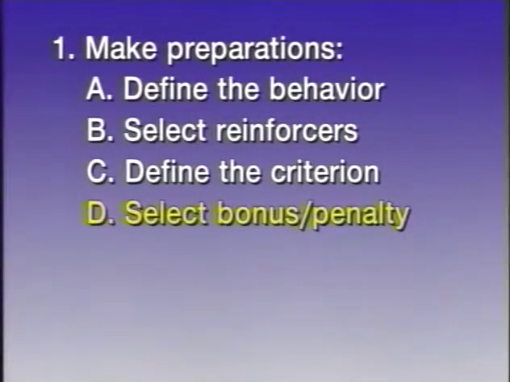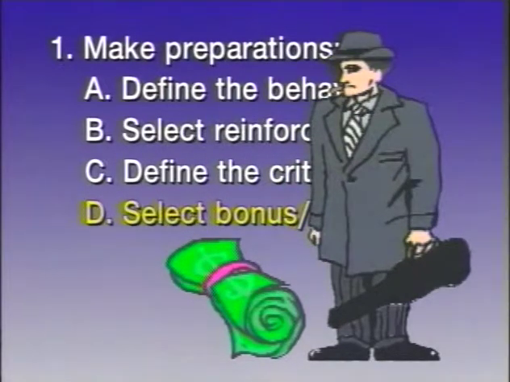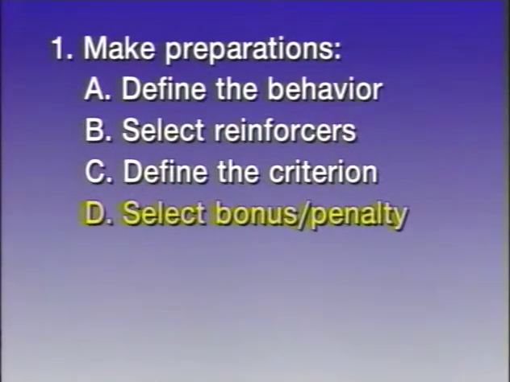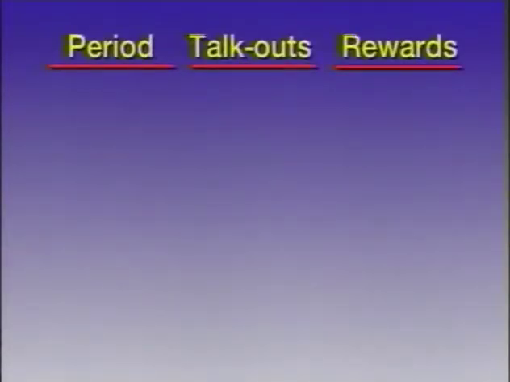Finally, you may want to include bonus and penalty clauses if the student is not motivated. The primary purpose of a bonus is to encourage the student to meet a criterion in the least amount of time. For instance, Alex's contract states that if he has less than 4 talkouts during a period, he'll receive a reward. In addition, if he has no talkouts during the class period, he'll get a bonus.